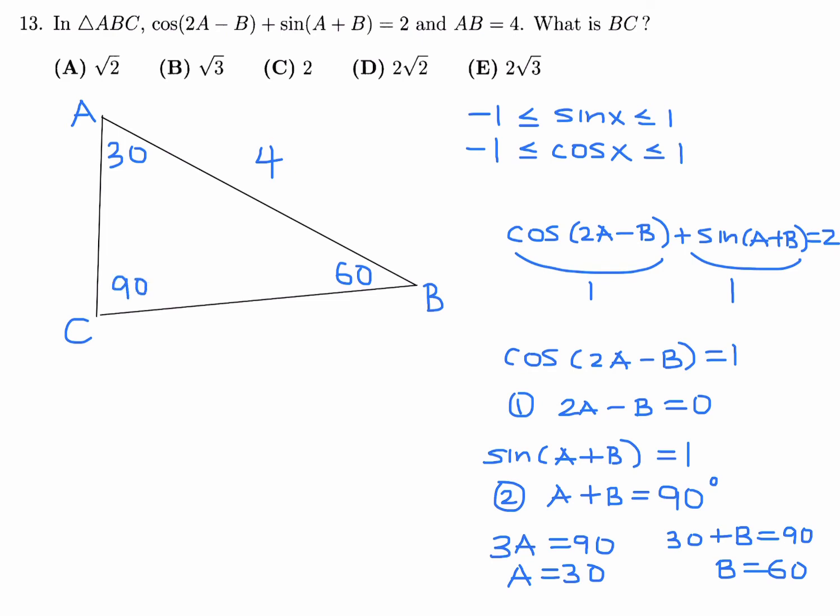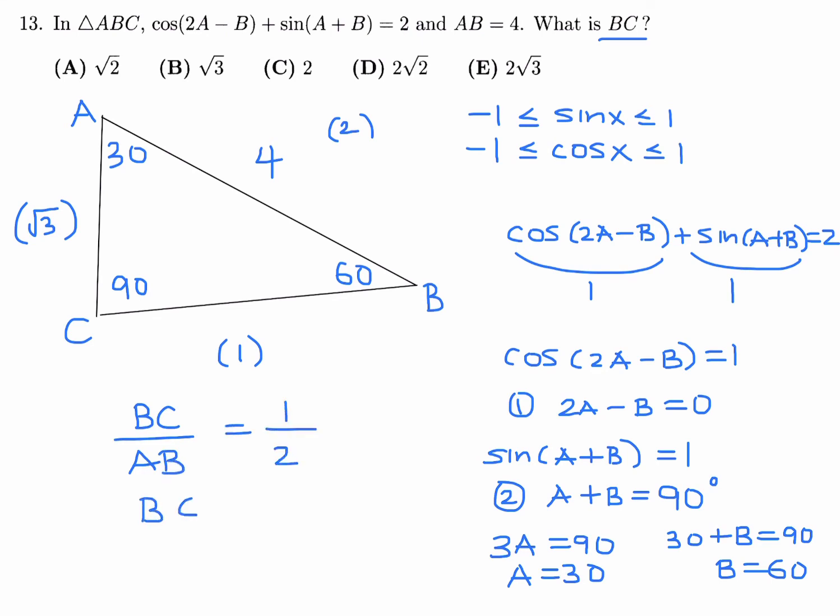Okay, so that's a 30, 60, 90 triangle. And like any 30, 60, 90 triangle, the ratio of the sides are 1, 2, and root 3. So what do they want us to find? BC. So BC over AB, in terms of the ratios, will be 1 over 2. And therefore BC is AB over 2, and AB, they tell me, is 4. So 4 over 2, and that is 2. So BC is 2, and therefore number 13, the answer is C.